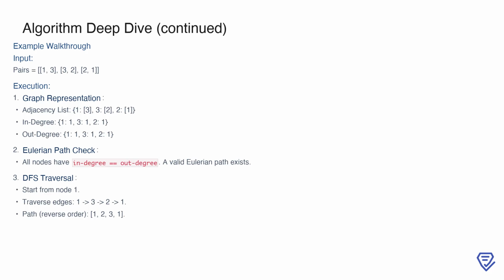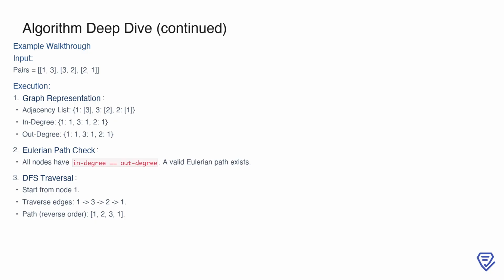Suppose we are given the input pairs [1, 3], [3, 2], [2, 1]. First, we represent the graph using an adjacency list: 1 to 3, 3 to 2, 2 to 1. The in-degree and out-degree for each node are also calculated: 1 for each node, for both. Next, we check the Eulerian path conditions. Here, all nodes have in-degree equal to out-degree, which means a valid Eulerian path exists. We can proceed with the DFS traversal.